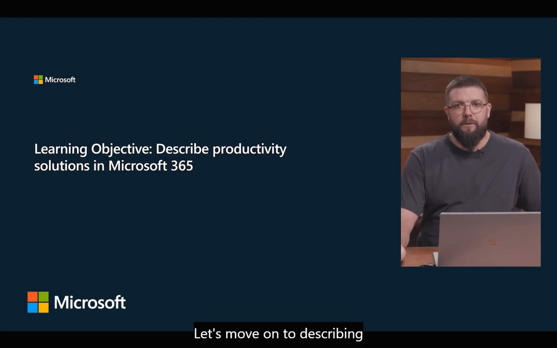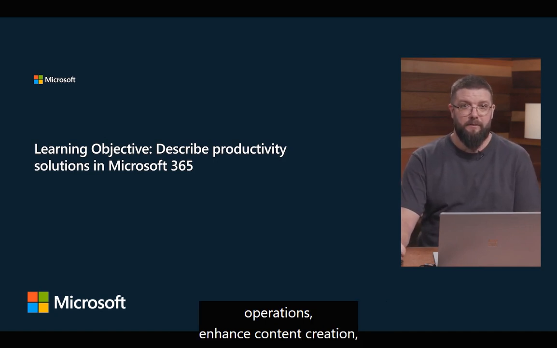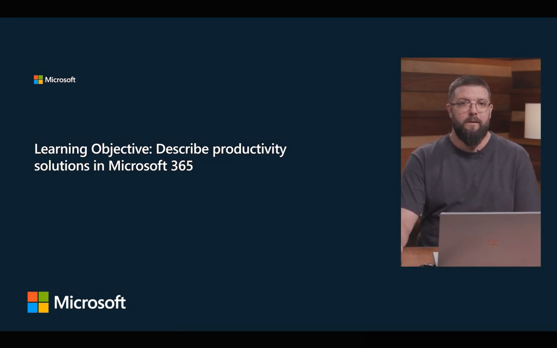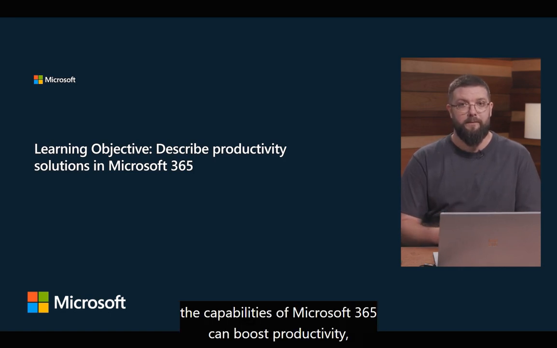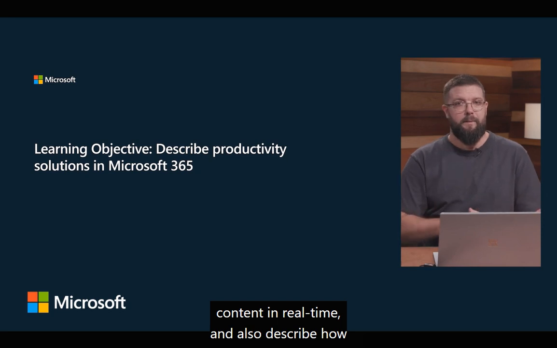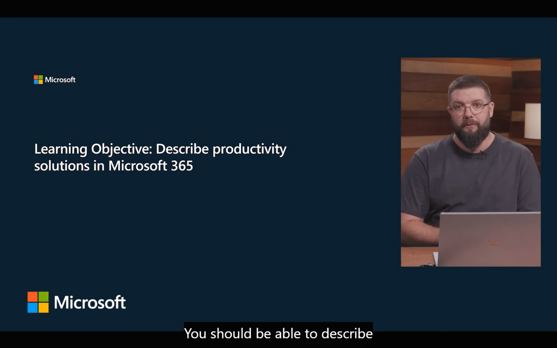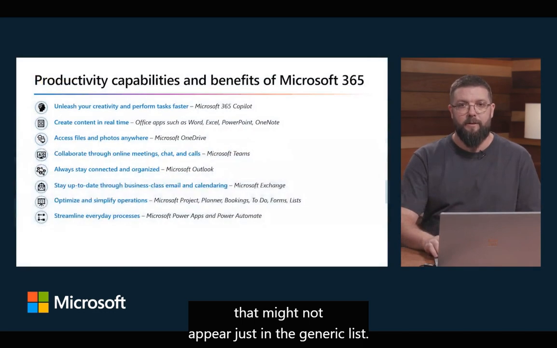So let's move on to describing how productivity solutions through Microsoft 365 help optimize operations, enhance content creation, and empower people to perform tasks in real time. Essentially, after completing this learning objective, you should be able to describe how the capabilities of Microsoft 365 can boost productivity, describe how Microsoft 365 apps help people craft compelling content in real time, and also describe how the capabilities of work management tools optimize operations. You should be able to describe additional Microsoft 365 productivity apps as well that might not appear just in the generic list.